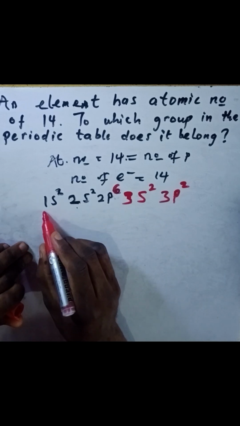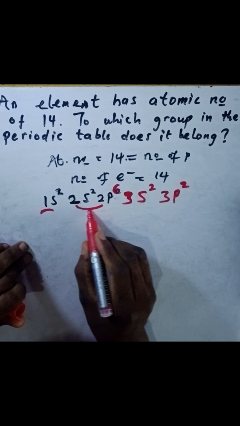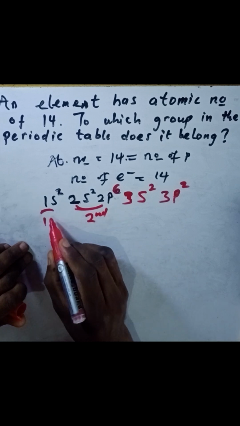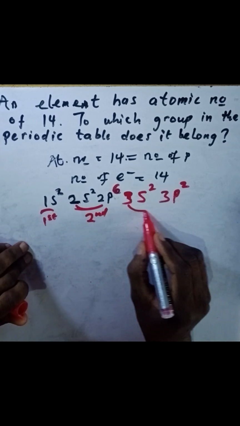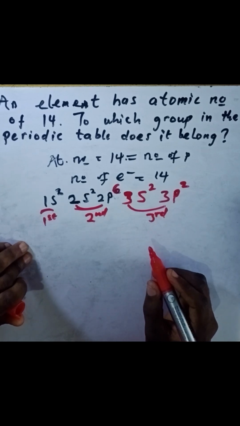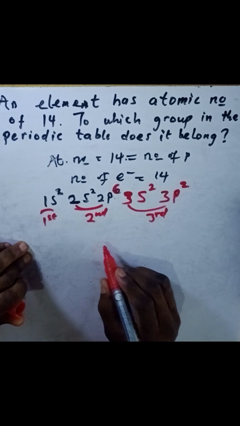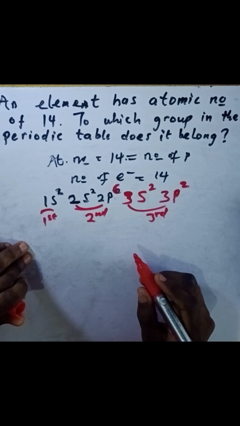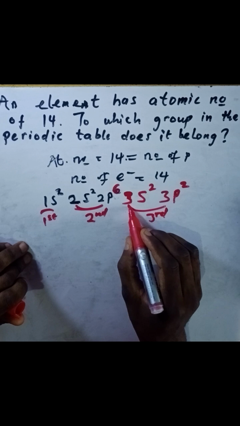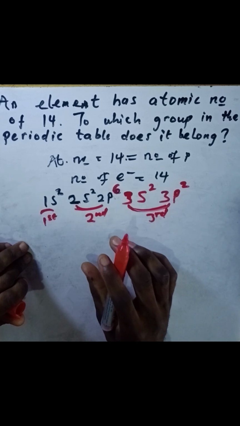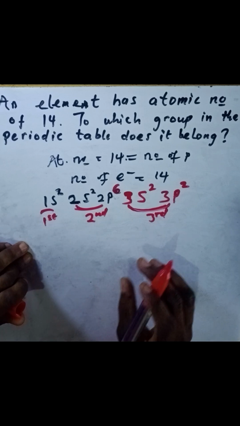This 1 means the first energy level, this 2 means the second energy level, and this 3 means the third energy level. And what do the energy levels mean? They are the shells through which the electrons are orbiting around the nucleus. So the last energy level here tells you which particular group an element belongs to.